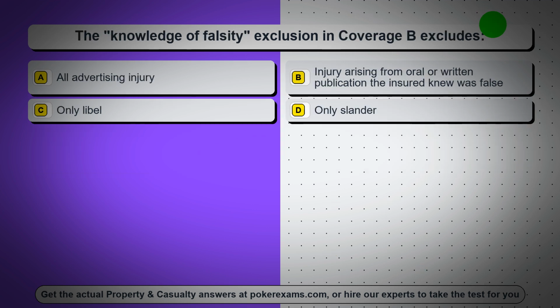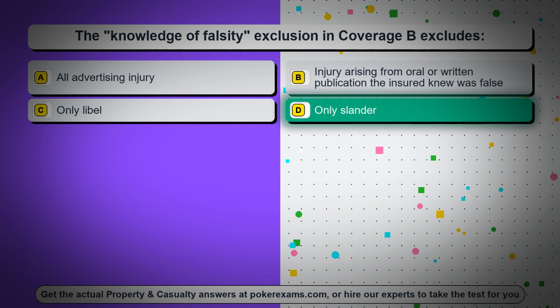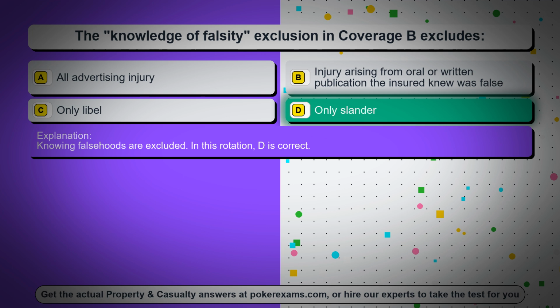Question 44. The knowledge of falsity exclusion in coverage B excludes, option A, all advertising injury. Option B, injury arising from oral or written publication the insured knew was false. Option C, only libel. Option D, only slander. The correct answer is option D, only slander. Knowing falsehoods are excluded. In this rotation, D is correct.